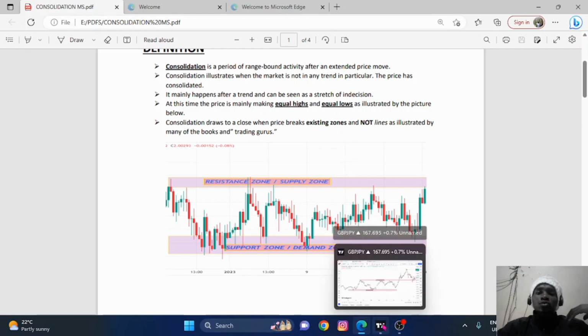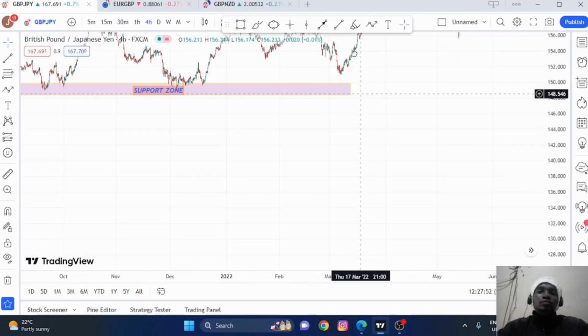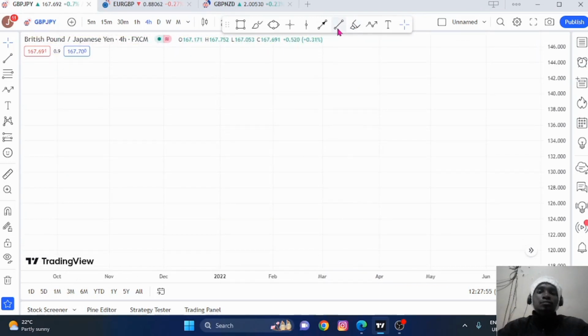Let me take you to a certain chart, for example this one. When I say consolidation is a stage where the market shows indecision after an extended price move, let's say, for example, in this part, let me just do this. So once I say market structure here, it is a move where the market makes equal highs and equal lows after an extended price move.